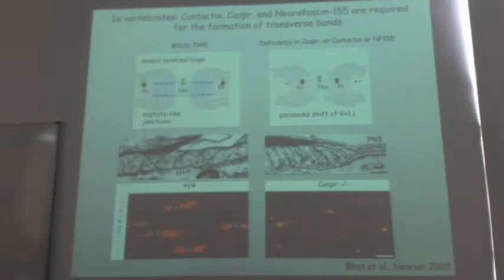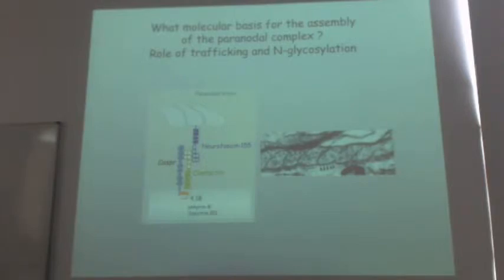So here is the wild type situation where the potassium channels are well separated from the sodium channels, and here in the knockout mice you can see the potassium channels which are really in the vicinity of the sodium channels. So the physiological consequence is that there is a decrease in the velocity of action potential propagation. So it means that the septate-like junctions act as a fence and have a very critical role in regulating axonal conduction. So now I will talk a little bit about the formation of this complex and the crucial role played by N-glycosylation in this process.